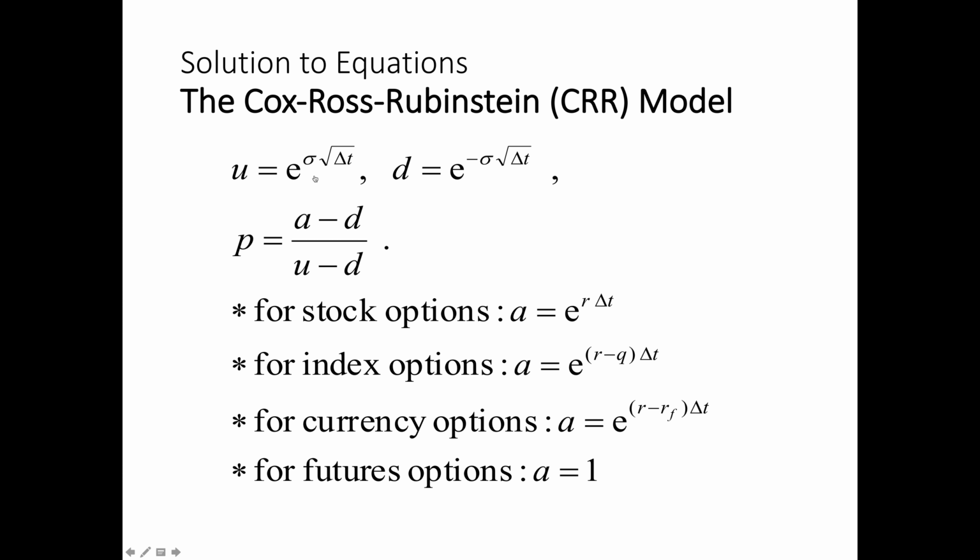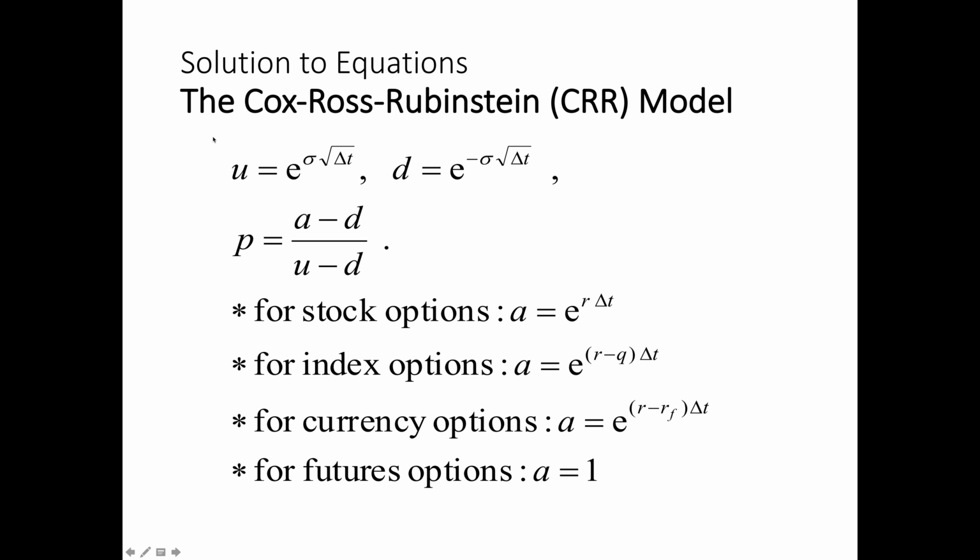For an index option, we assume a constant dividend yield at q. So the alpha, the drift term, is e to the power of the risk-free rate minus dividend yield, times delta t. For a currency option, the drift term is the exponential function of the domestic risk-free interest rate minus the foreign interest rate, times delta t. The last one is the futures option. Since the futures option does not require any money, let's ignore the mark-to-market requirement. So the drift term has no drift. There is no growth rate. Because you do not hold a cash position, it is a futures position. The alpha equals 1.